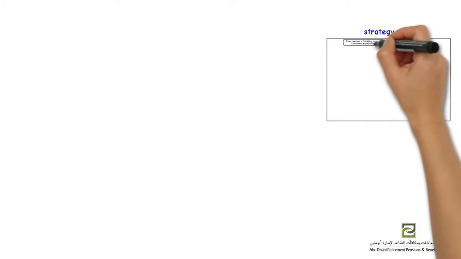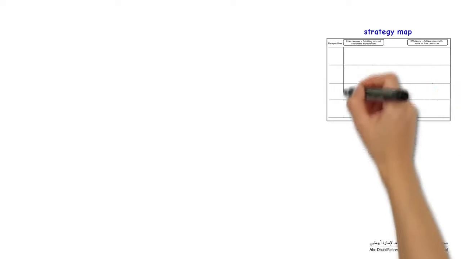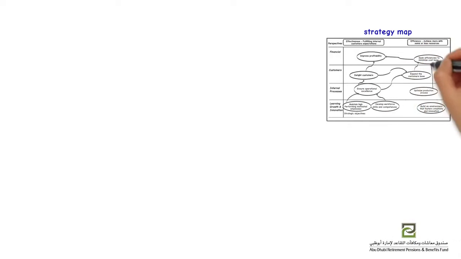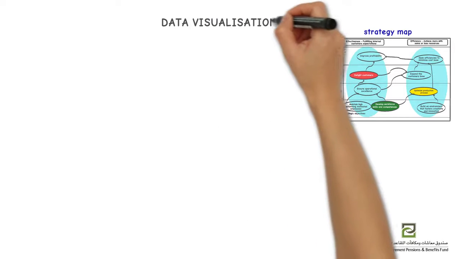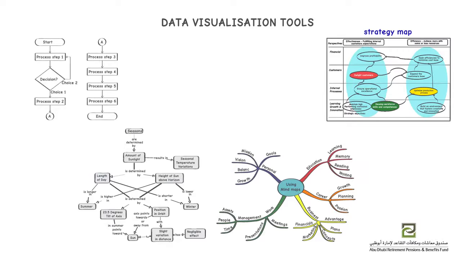The strategy map is a management tool used to communicate the overall strategy of an entity. It consists of a one-page diagram that groups objectives into clusters and connects them through cause and effect relationships. Strategy maps come from the same family of data visualization tools that includes concept maps, mind maps, and flowcharts.